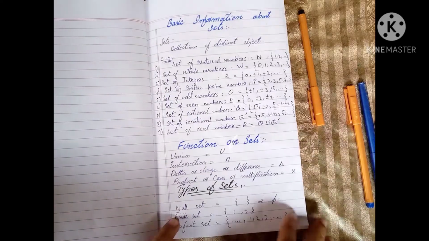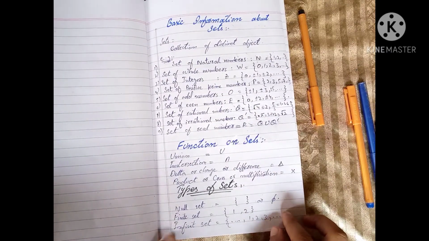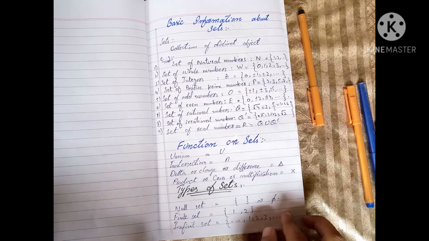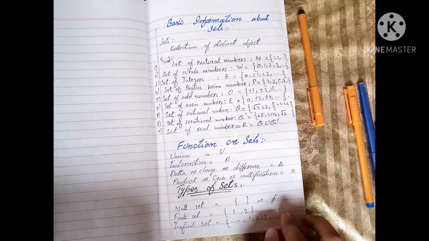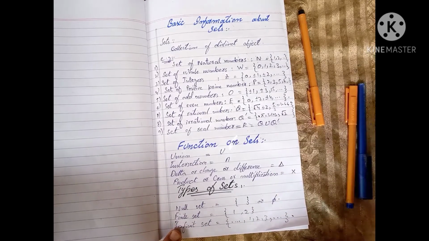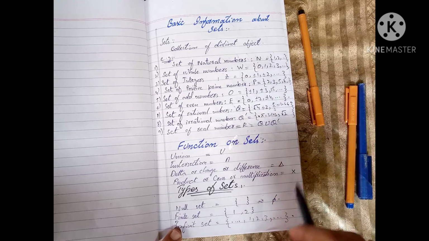Now we move towards the types of sets. There are many types of sets, a few of which I define now, and furthermore, when the topics come, we will look at the types of sets according to the questions. But there are some types of sets which we discuss now.